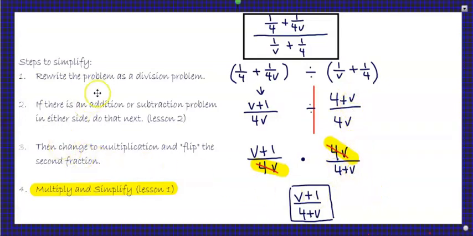And then I multiply and simplify, which I've kind of highlighted in yellow here. Because what I did was I canceled out the 4v's. There was nothing else I could cancel out, so I just multiplied across here, and got v plus 1 over 4 plus v. So let's work some examples.